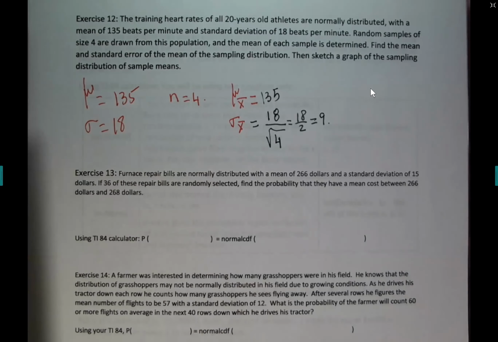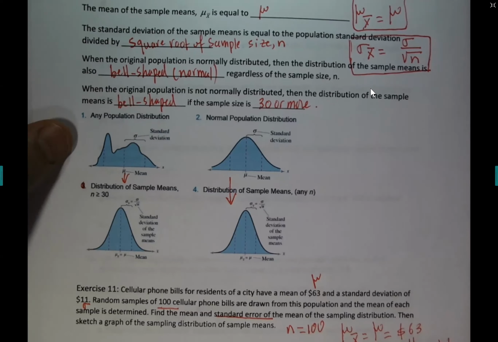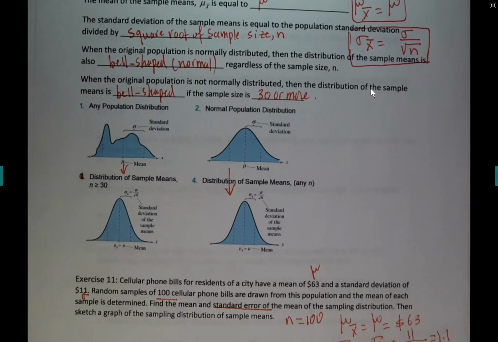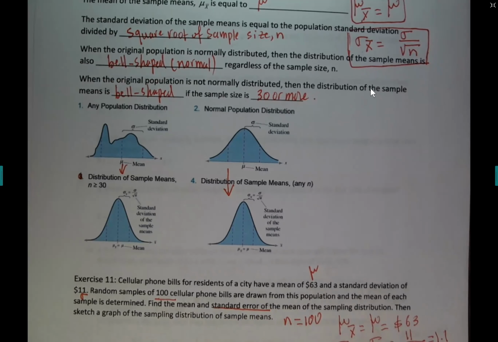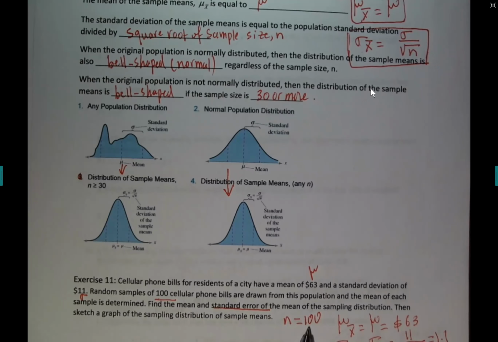But I want to show you here in the one that we did before. He says cellular phone bills of residents have a mean and a standard deviation. He didn't mention whether the population is bell-shaped or not. And we don't care. Why? Look at the sample size, guys. It's 100. When the sample size exceeds 30, then we don't care what the shape of the population is. Now you ask me why 30? This is a little bit beyond the scope of the course, but 30 is the cutoff number here.